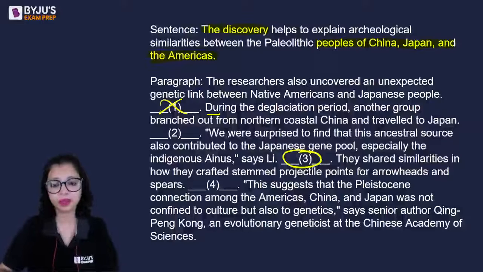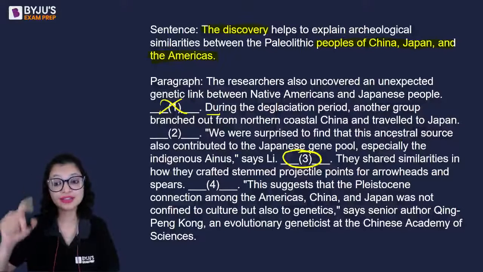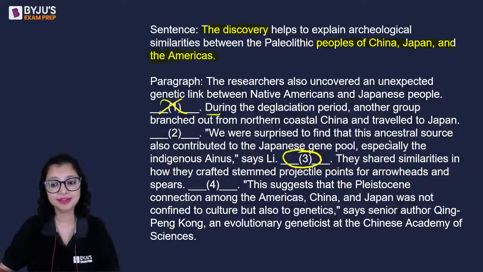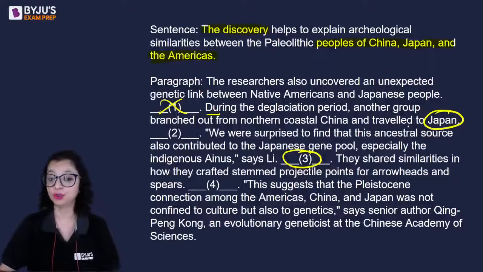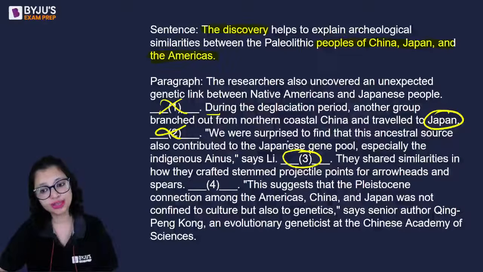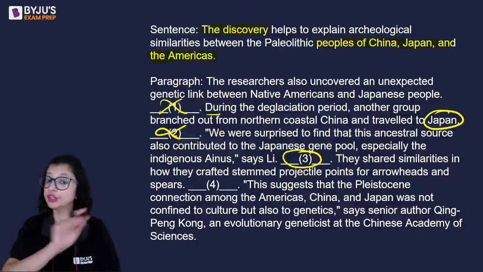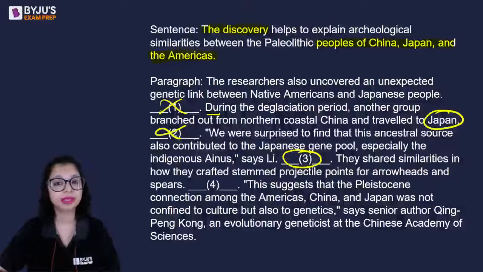So during the deglaciation period, another group branched out from the northern coastal China and traveled to Japan. We were surprised to find that this ancestral source from the northern coastal China to Japan, this ancestral source also contributed to the Japanese gene pool that is introduced here. The source is coastal China. That's the ancestral source mentioned here. And the same Japanese gene pool where they had traveled to. That means there is no discrepancy here as well. This statement continued the idea here. There's a logical continuity here. Without any discrepancy, we will eliminate it.